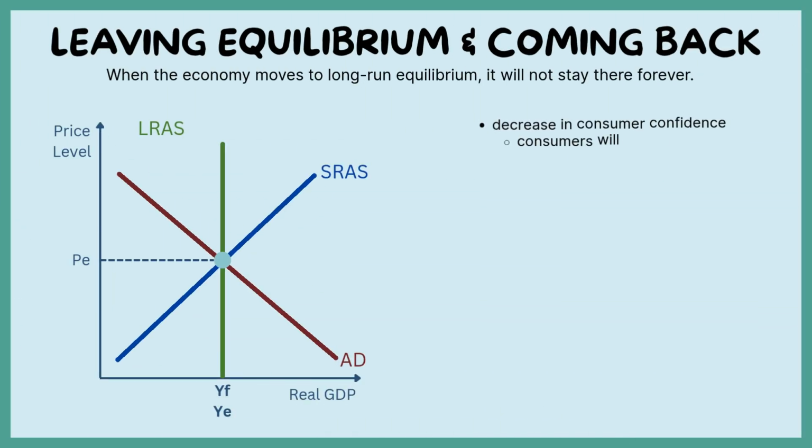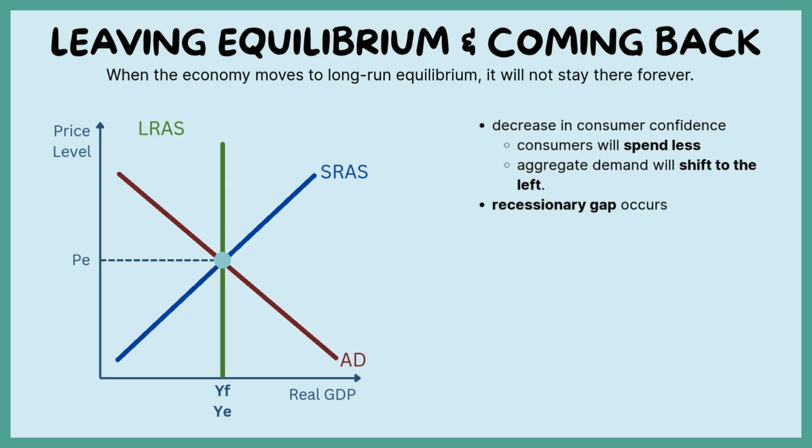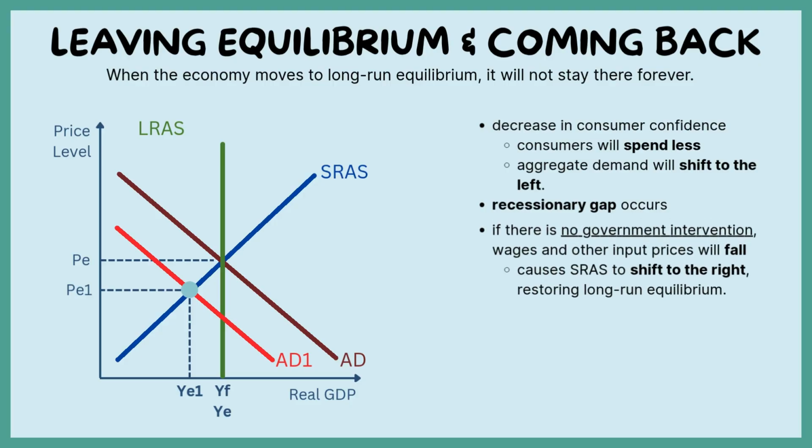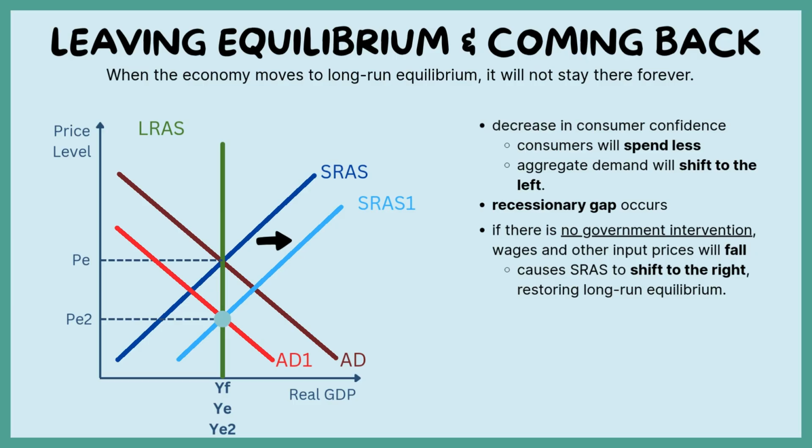Now, if there is a decrease in consumer confidence, consumers will spend less, and aggregate demand will shift to the left. That decrease in aggregate demand will cause a recessionary gap to occur. If there is no government intervention, wages and other input prices will fall, causing short-run aggregate supply to shift to the right and restoring long-run equilibrium.